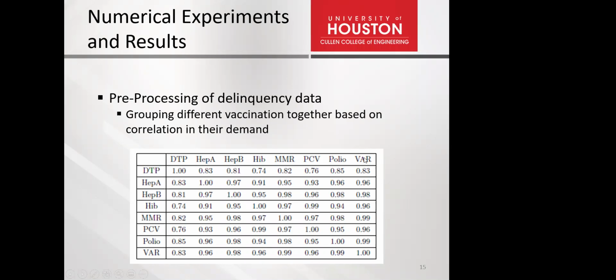8 different kinds of vaccinations, DTP doesn't show as strong a correlation to the vaccination demand as other vaccinations. So we see a block-like structure in which hepatitis A, hepatitis B, HIV, MMR, PCV, polio, and varicella show a great correlation, up to 99%, in their demand. So we create two groups. One group contains the DTP vaccination and the other contains the demand of the remaining vaccinations.